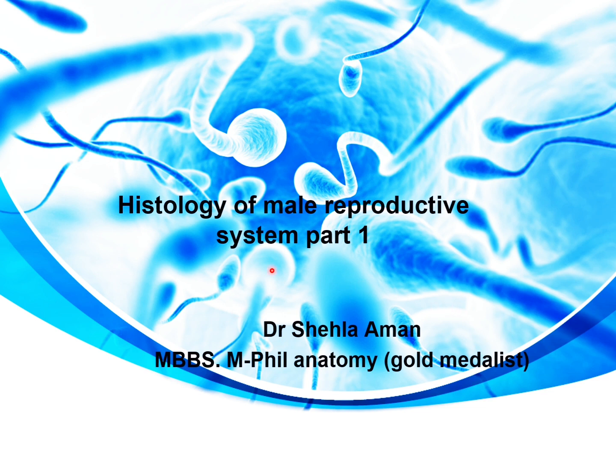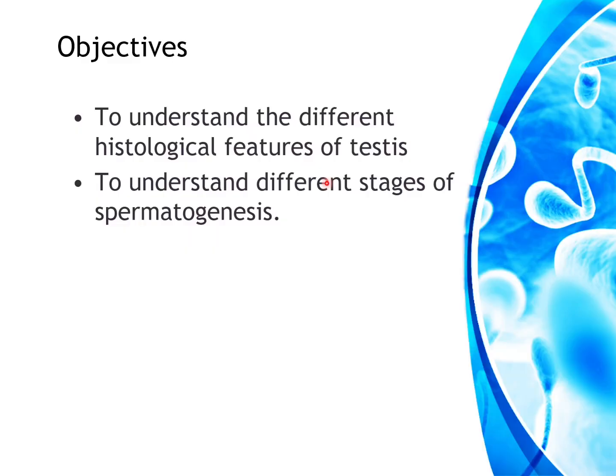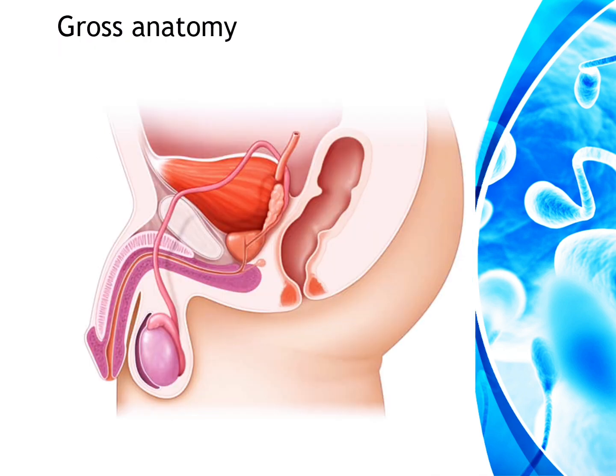Welcome back with your tutor Dr. Shehla Aman, and today we are going to start with the histology of the male reproductive system. The objectives of today's class are to understand the different histological features of the testes and to understand the different stages of spermatogenesis. So, a little bit about the gross anatomy of the male genital system.